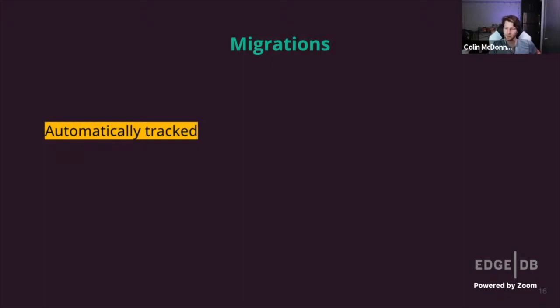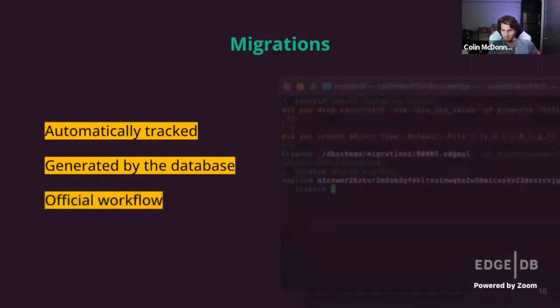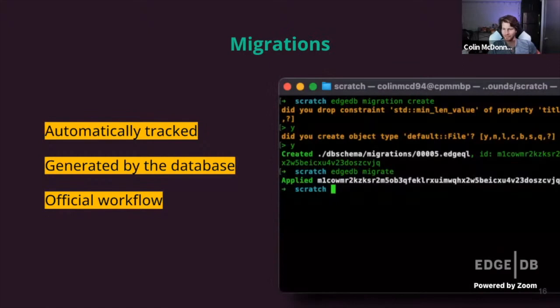In EdgeDB, every migration you execute is automatically tracked by the database. The actual migration plan itself is generated by EdgeDB, like I mentioned in the live demo. You basically write your schema on your local file system, and when you run EdgeDB migration create with the CLI, it sends those files up to the server, to the database, and it figures out how to actually modify its own schema. And yeah, there's an official workflow. We've got the CLI. You run these commands, and it's the same everywhere. It's the same no matter what language you're using or what framework. It's just a unified developer experience all the way down.